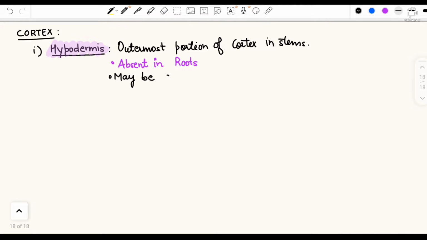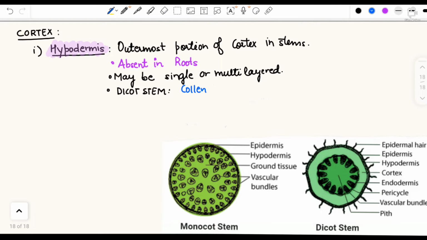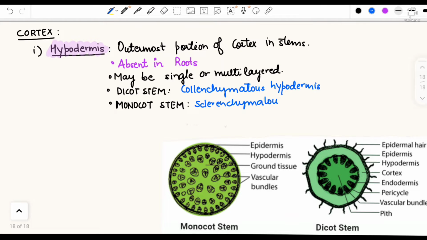It's completely absent in roots. Either it's monocot root or dicot root, you will not find hypodermis. It can be single or multi-layered, and since hypodermis is present in stem, in dicot stem it is of collenchymatous nature, which means living mechanical tissue, and in case of monocot stem the hypodermis is sclerenchymatous in nature, which is dead mechanical tissue.